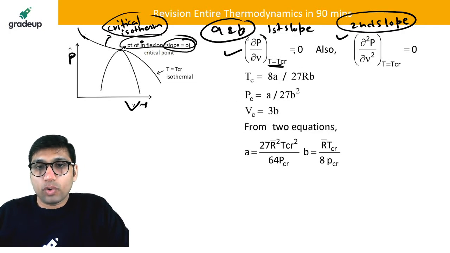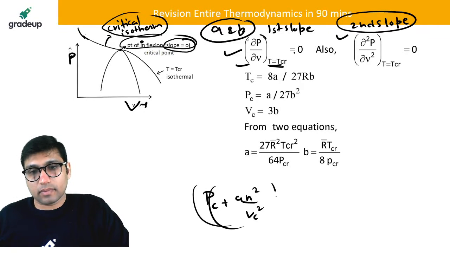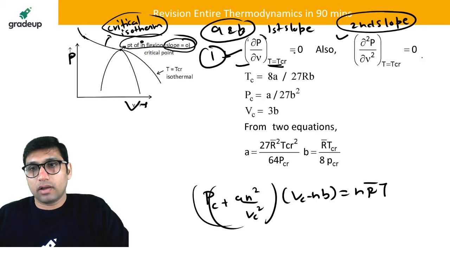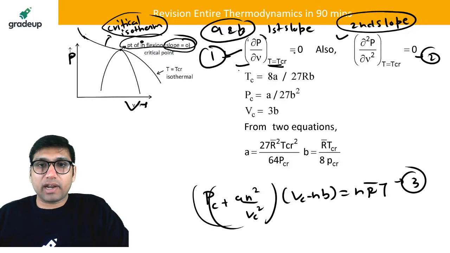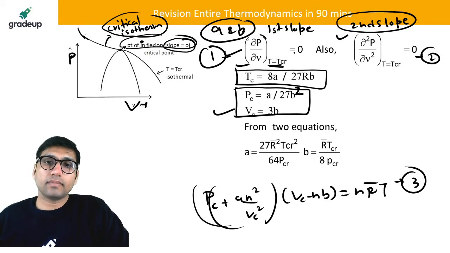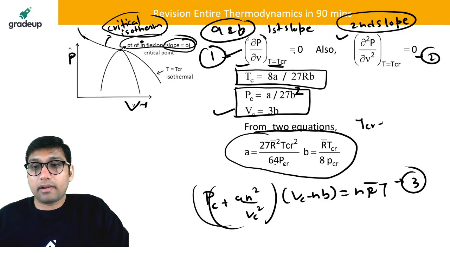So if you use these two equations and one equation of this, if you use three equations, equation 1, 2 and these three equations, you will get the values of critical temperature, critical pressure and critical volume. If you put the values from these equations, you will get the value of a as 27 R squared Tc squared divided by 64 Pc. This is the critical temperature, this is the value of a, and this is the critical pressure.